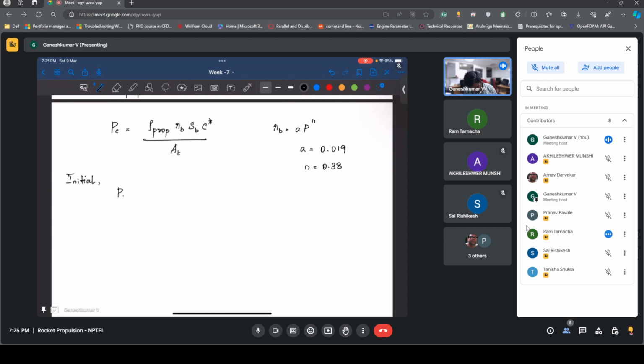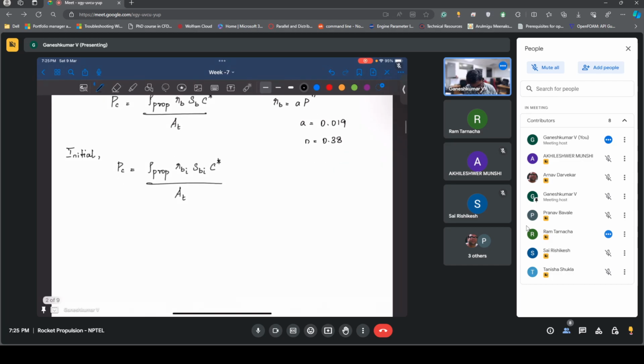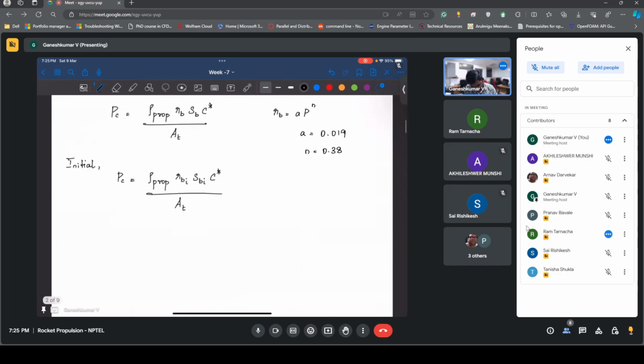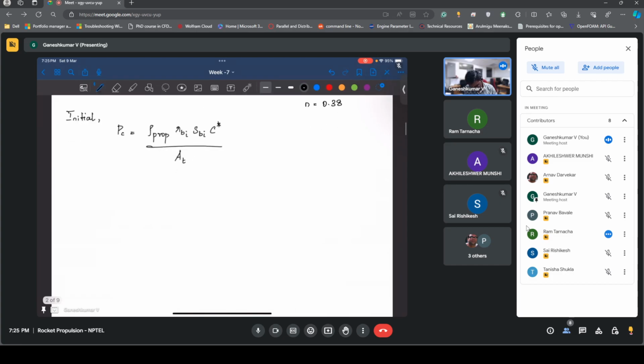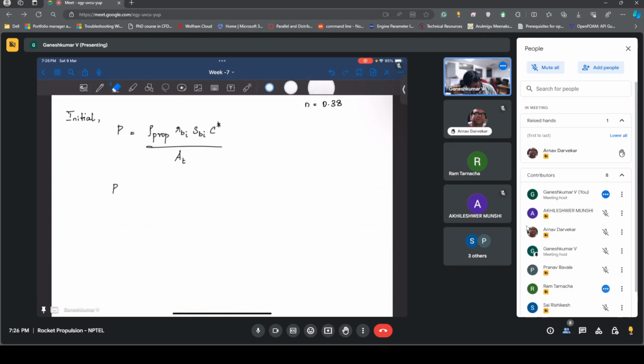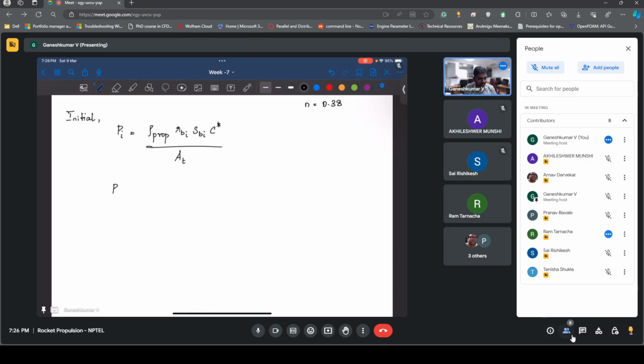So initial pressure is going to be rho propellant, RB initial, SB initial. C star is not going to vary because it's a performance parameter, divided by area of throat. Area of throat is also not going to vary. And SBI we already found out before. So the only thing is we need to find RB at RB initial. How are we doing it? So this is PCI, or we can simply write PI, right?